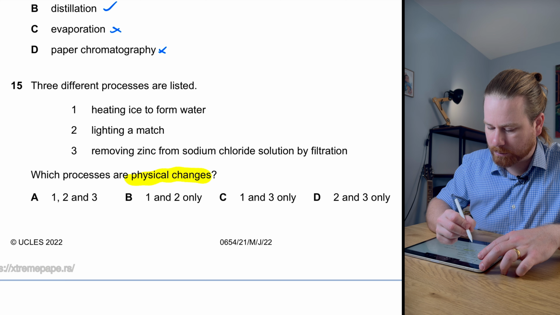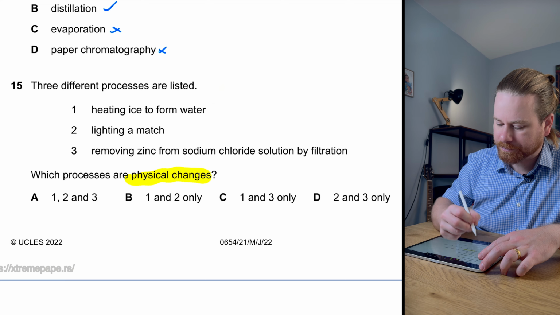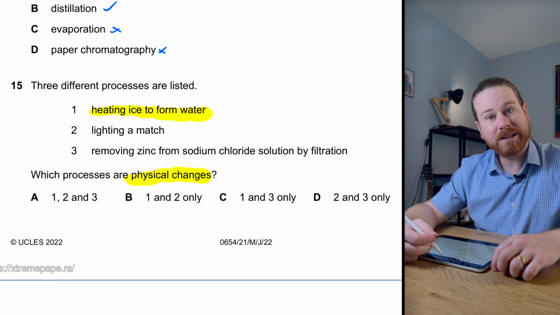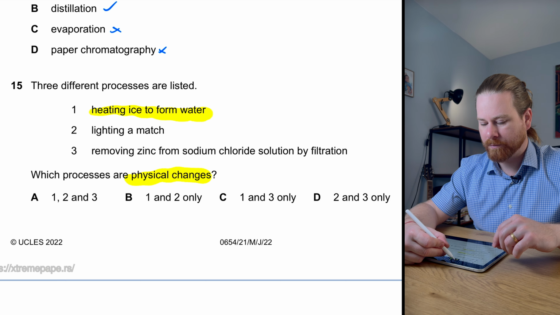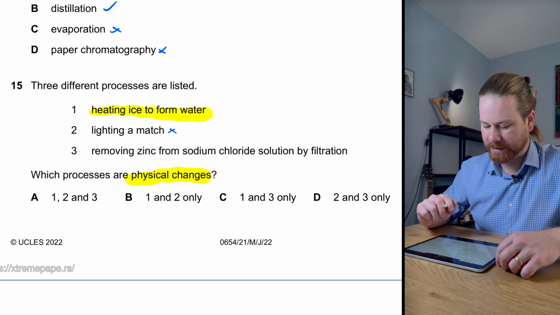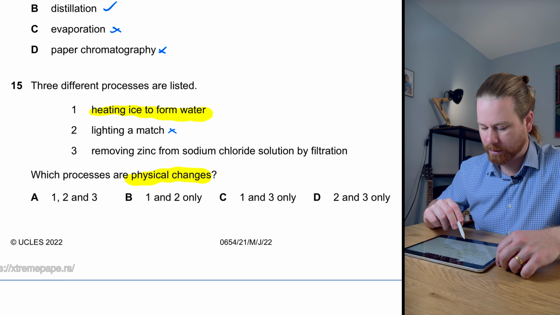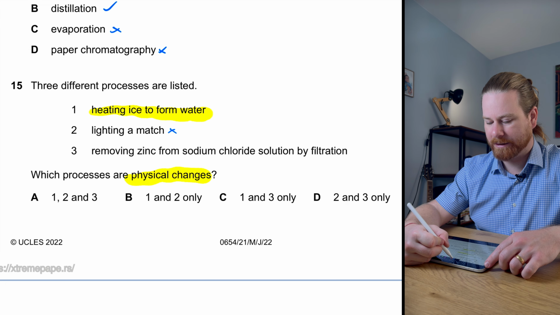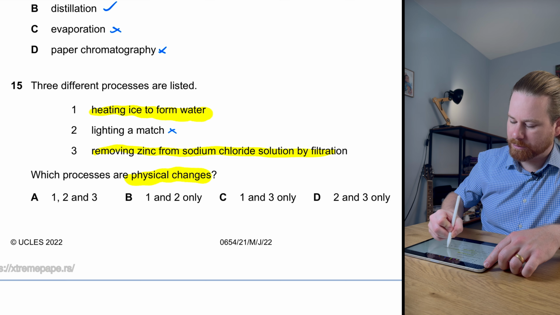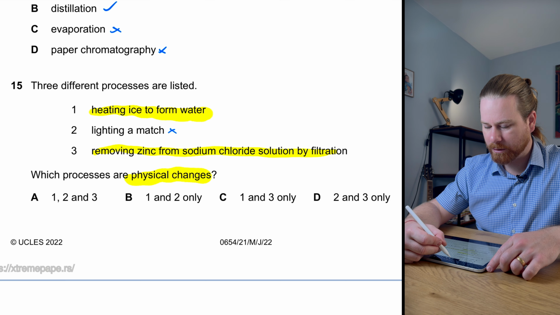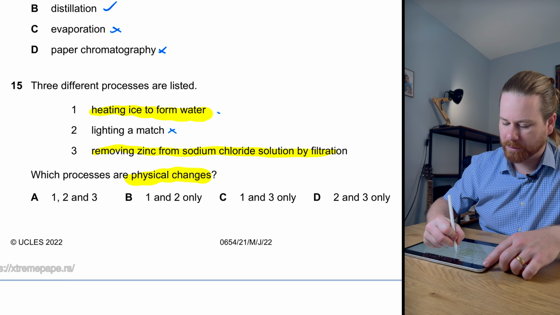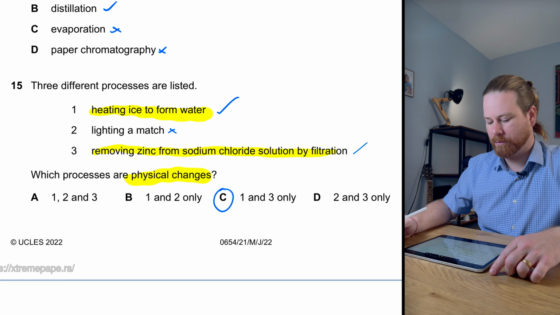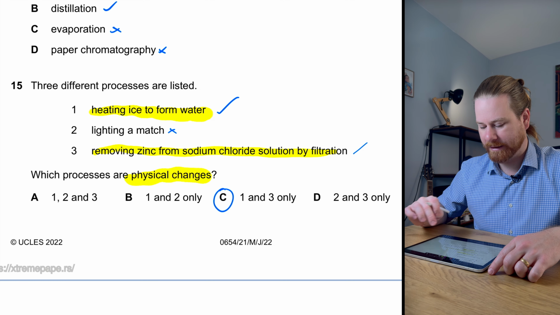So we have, so heating ice to form water, that is a physical change. Lighting a match, well, we're making something new, so it's not going to be that. And removing zinc from a sodium chloride solution by filtration. Well, again, this is going to be a physical change because we've not made anything new. This is also a physical change. So we now can have a look at what we've got. So it's 1 and 3. So our answer is 1 and 3 only. There we go.